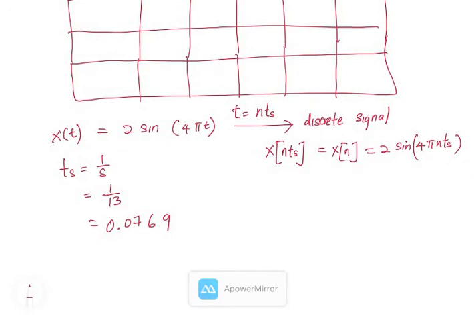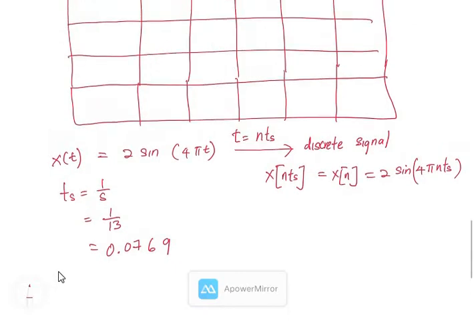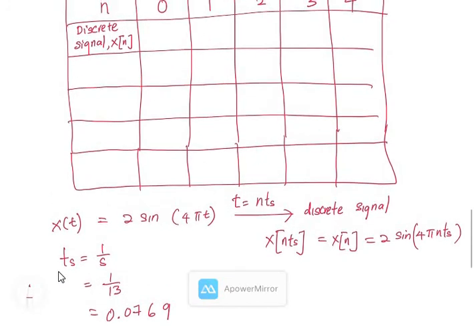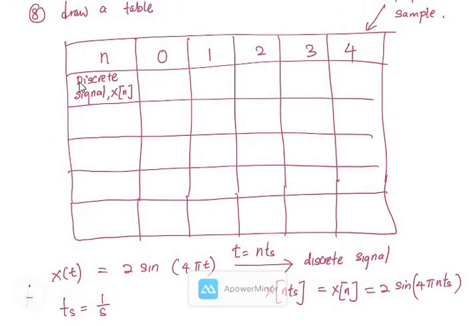So we use this formula, x(nTs) equals 2 sine 4 pi nTs, to fill in the table. So we have the discrete signal xn, right? So we use this formula, and I get the answers 0, 1.6456, 1.8704, 0.4803, and negative 1.3245. Okay, these are the values that I get from here.